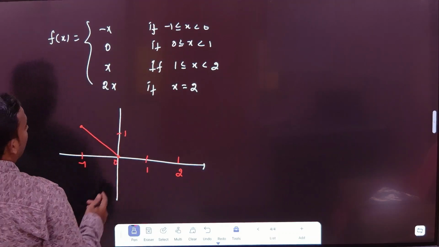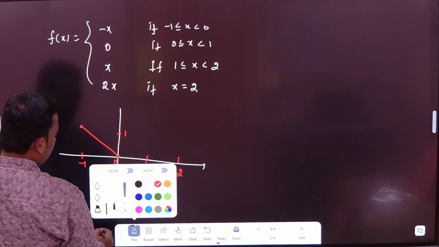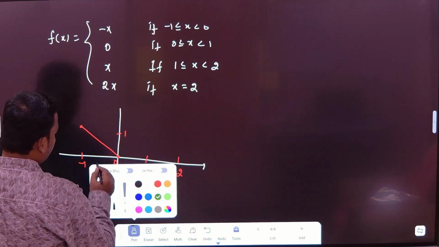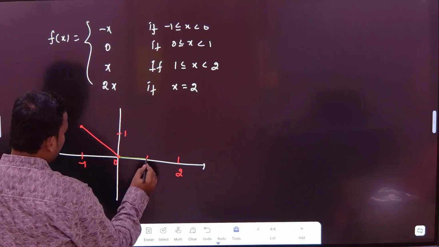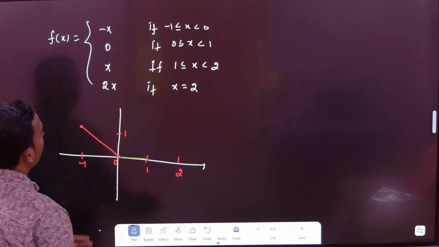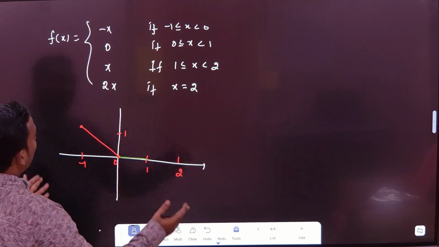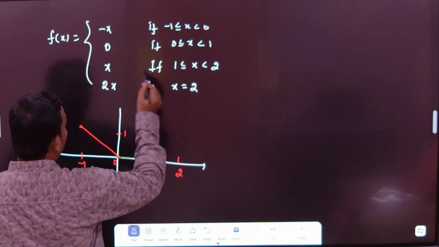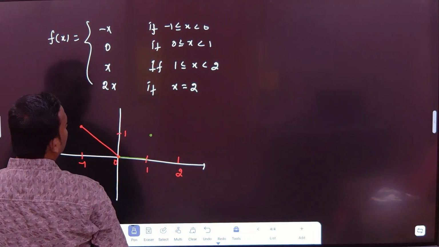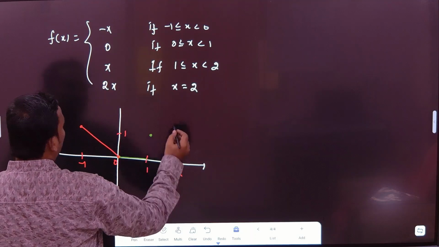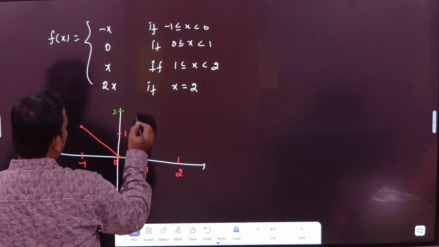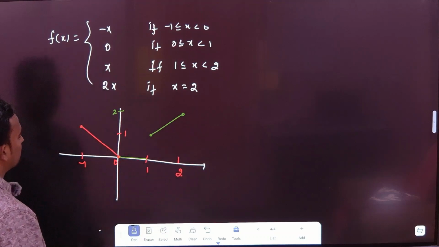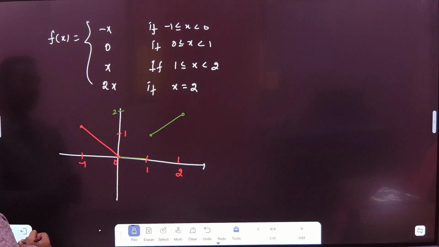0 to 1, you can see y is equal to 0. y is equal to 0 means what? The x-axis, right? So on the x-axis, you can take this one, right? Then 1 to 2, you can take y is equal to x again. If you put 1, you get 1. So 1 here. If you put 2, you get 2. That means here is 2, so 2 is not included. The graph will be like this. Okay, y is equal to x.